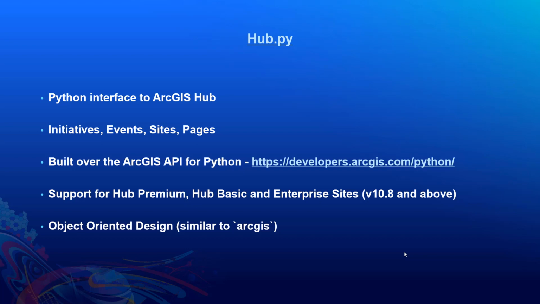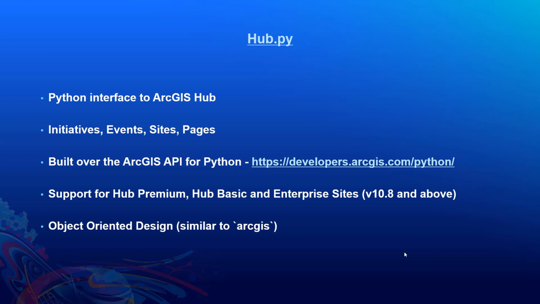For those of us not familiar, the ArcGIS API for Python is a platform-wide Python API that allows automating several of your WebGIS workflows. It also allows you to interact with different item types and perform a lot of data science and analysis workflows. And for those of us who are familiar with the ArcGIS API for Python, we'll notice that the design as well as usage of hub.py is similar to that of the Python API.